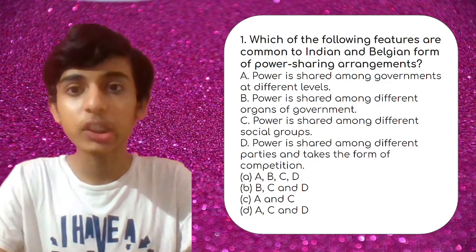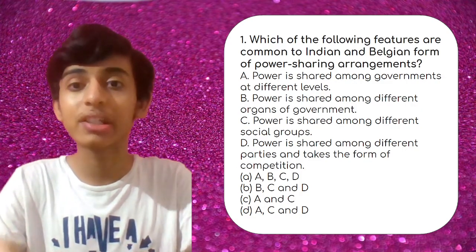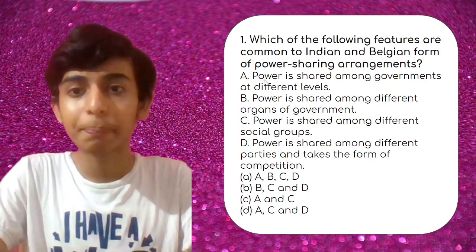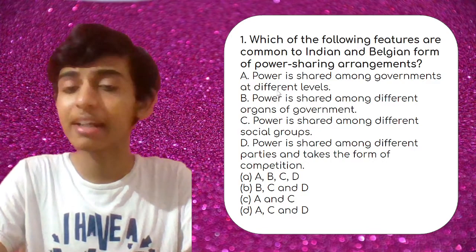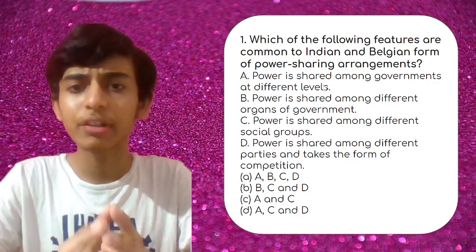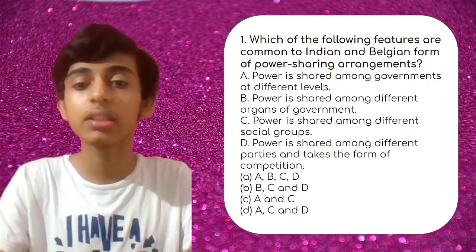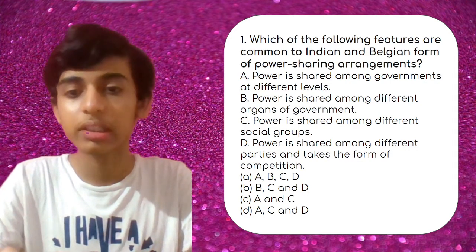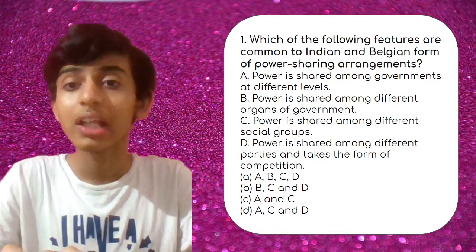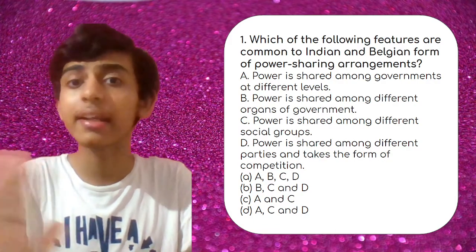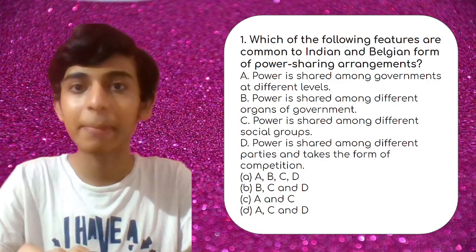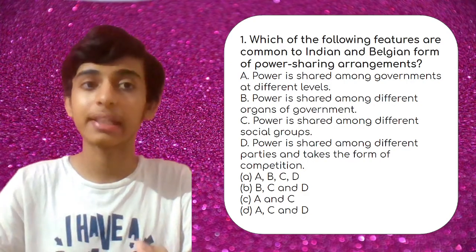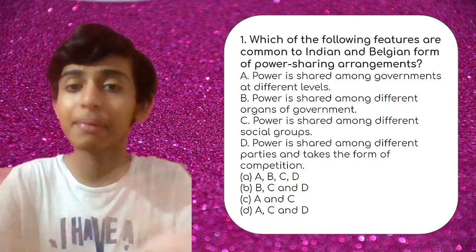Which of the following features are common to Indian and Belgian form of power sharing arrangements? First is power shared among governments at different levels. In the first option, we can say that this is not the correct option. Why? Because power is not shared among different levels. Here it is the community government in Belgium. It's not like in India we have state government, central government. They are not dependent, they are independent, right?